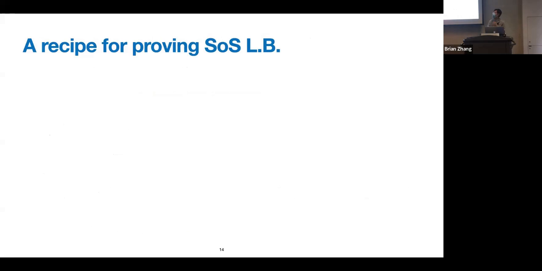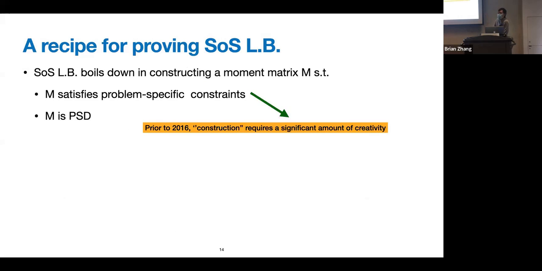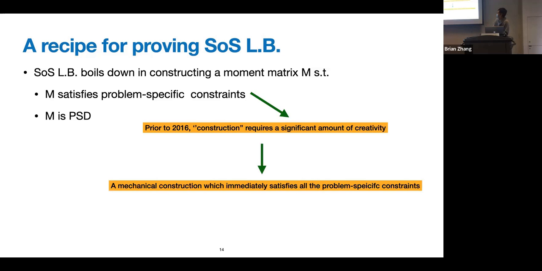And here is a good old recipe for proving sum of squares lower bounds. It usually comes down to constructing a moment matrix M such that it satisfies problem-specific constraints. For our case, it's going to be independent set and the size being large. And then we want to show M is PSD in the end. So prior to 2016, the construction required a huge amount of creativity, and that's where the fun usually was. And after plenty of work, we found a mechanical construction that usually almost immediately satisfies all the problem-specific constraints. However, we still need to prove the matrix is PSD, and the analysis is usually quite involved.